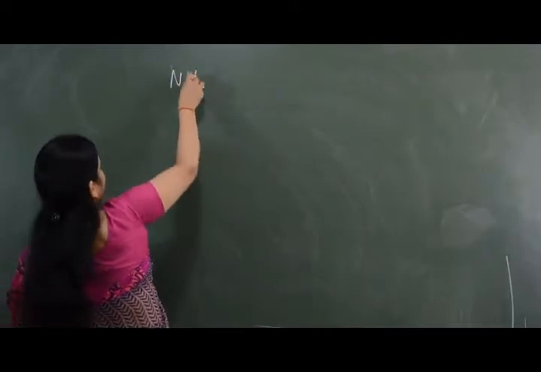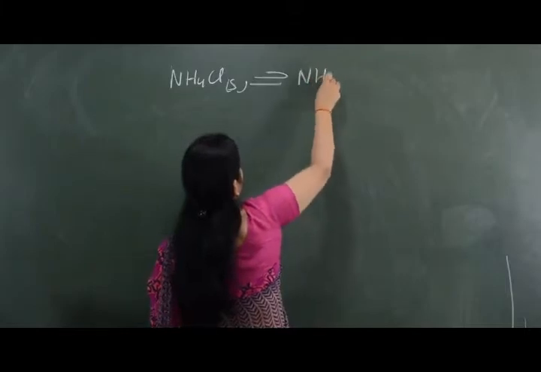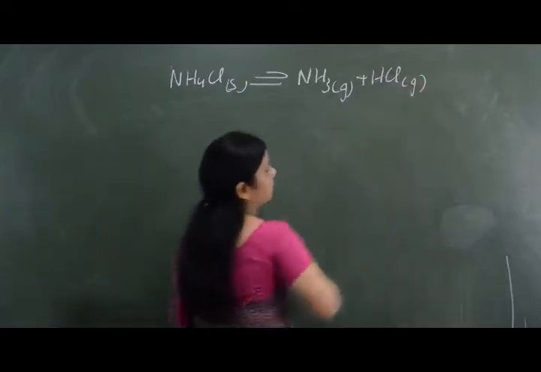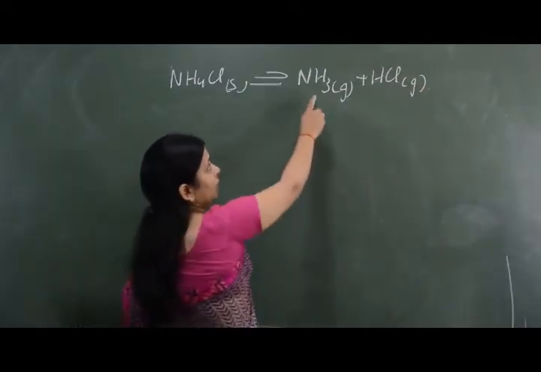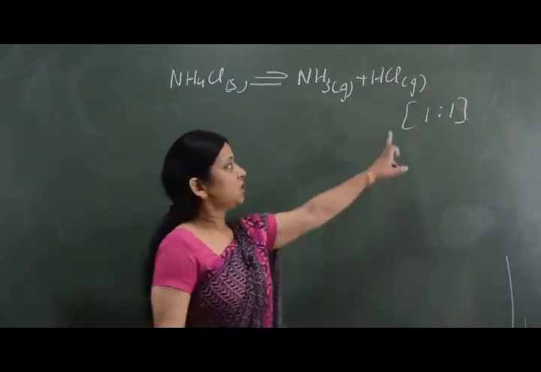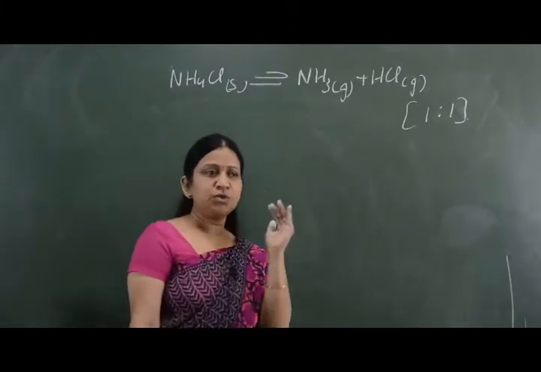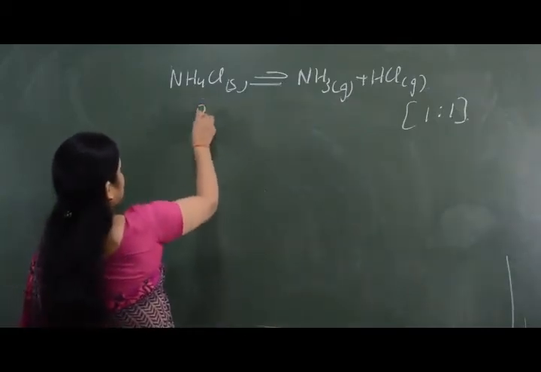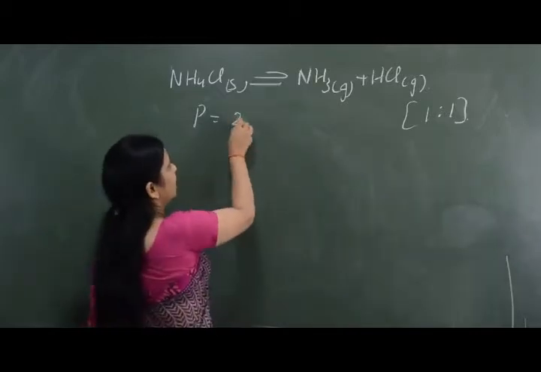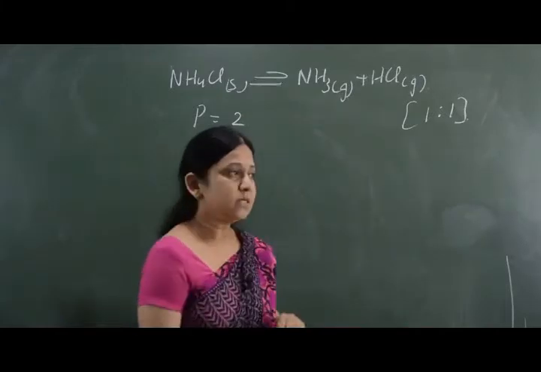For example, NH4Cl in solid state undergoes decomposition forming NH3 gas plus HCl gas, and the ratio of ammonia to HCl here is 1:1. So if this condition is applied, then the degree of freedom is going to change slightly. So phases are going to remain the same, 1 solid and 2 gases. So the number of phases is 2. The gases are always miscible, so they are counted as a single phase.